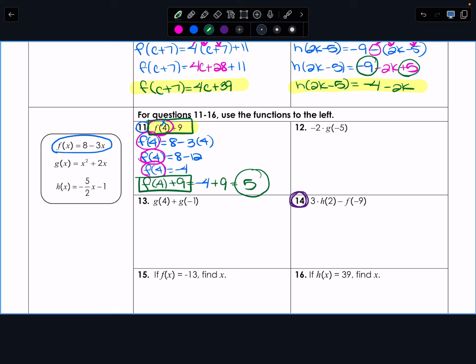And I could skip steps for all my people that want to skip steps. I could have written it as f of 4 plus 9 and then found my f of 4 within there and then added the 9 afterwards and had it in one big long string, right? But in a lot of ways, I like to chunk things a little bit so it's easier to manage, okay? Questions that you guys have?